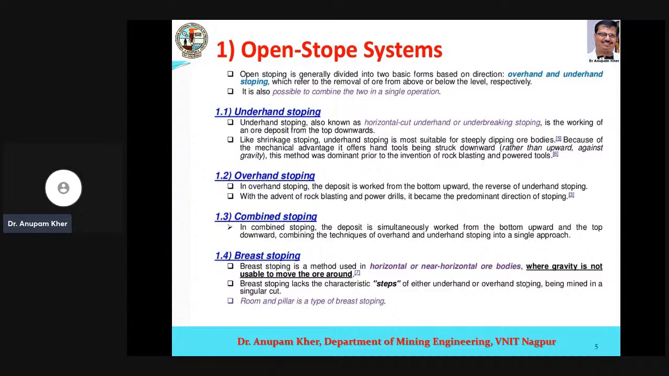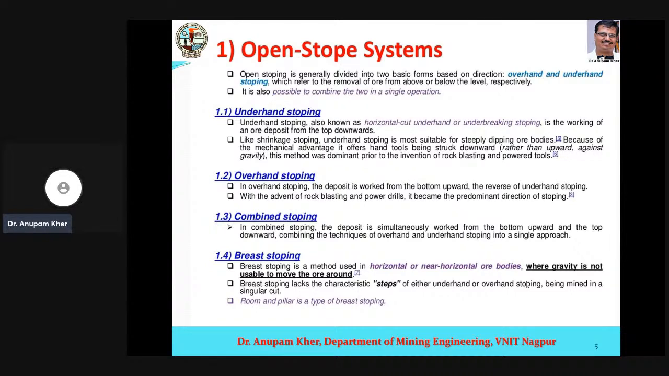In the open stope system, in 1.1, 1.2, 1.3, 1.4, you can see it further subclassified as underhand, overhand, breast stoping. So we also have a subclassification in terms of direction. So there is a classification based on the support system which is being used, and another classification system which is based on the direction of advancement in underground mining.